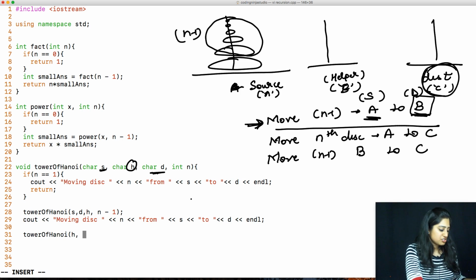What is the destination for them? The destination for them is the final destination rod. We have to put them there. What is the third rod we are left with? We are left with the source rod. We are not using it currently, so we will use the source rod as the helper.